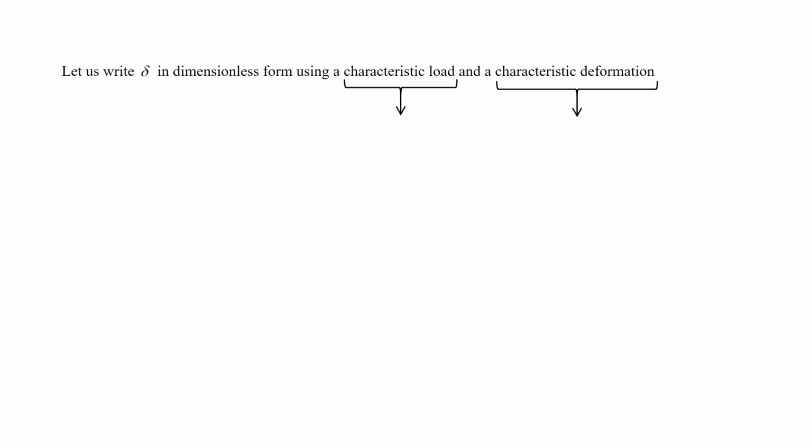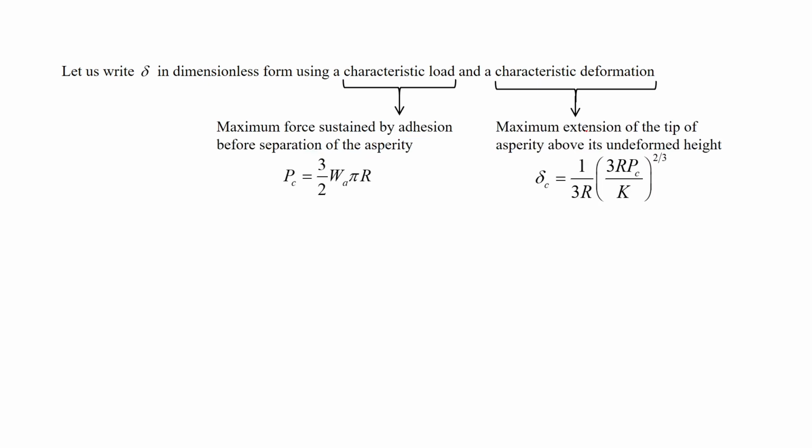Now, there is a characteristic load and the characteristic deformation. So, characteristic load can be the pull-off load, that is, let us say Pc, which is 3 by 2 Wa pi R, and then there is this delta C. So, delta C is given as 1 by 3 R, and this is (3 R Pc by K) to the power 2 by 3. So, that is the maximum extension of the tip of the asperity above its undeformed height.